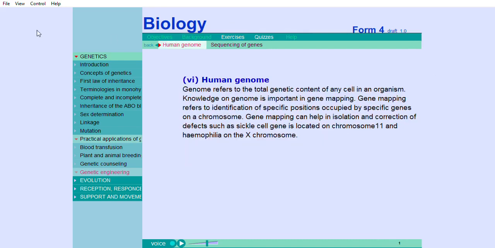Human genome. Genome refers to the total genetic content of any cell in an organism. Knowledge of the genome is important in gene mapping. Gene mapping refers to identification of specific positions occupied by specific genes on a chromosome. Gene mapping can help in isolation and correction of defects; for example, the sickle cell gene is located on chromosome 11 and hemophilia on the X chromosome.